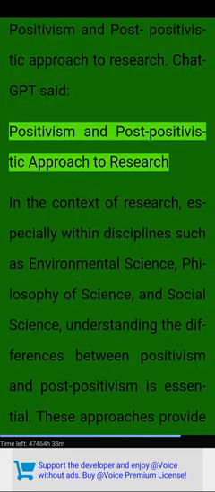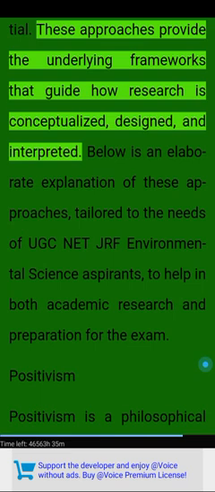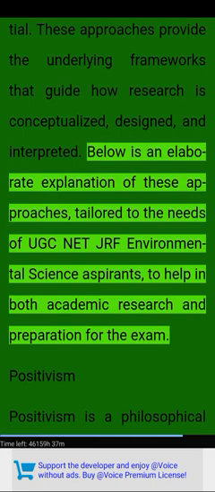Positivism and post-positivistic approach to research. In the context of research, especially within disciplines such as environmental science, philosophy of science, and social science, understanding the differences between positivism and post-positivism is essential. These approaches provide the underlying frameworks that guide how research is conceptualized, designed, and interpreted. Below is an elaborate explanation of these approaches, tailored to the needs of UGC NET JRF environmental science aspirants, to help in both academic research and preparation for the exam.